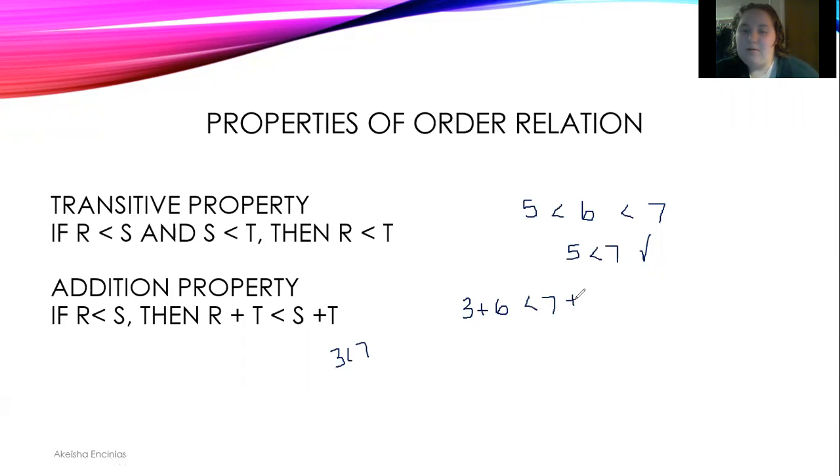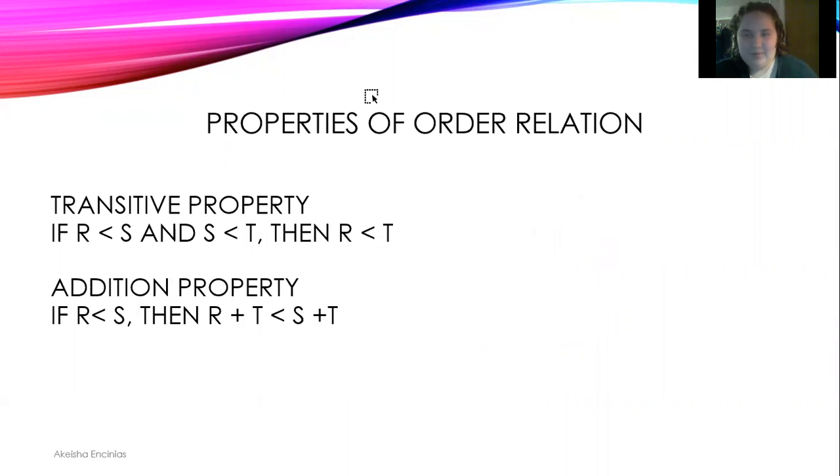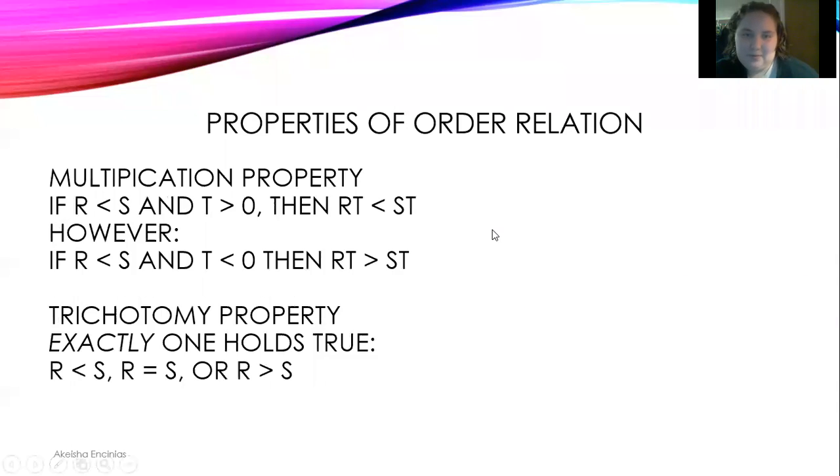Now let's add our T to both sides. 3 plus 6 is 9. And then we got 7 plus 6 is 13. Is 9 less than 13? It is. So the addition property works. Makes sense, right? Unfortunately, it just gets a little bit harder as we keep going, but hopefully we can get through it. Let's move on.